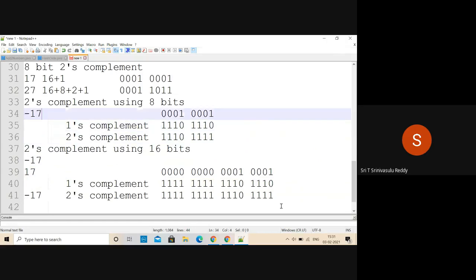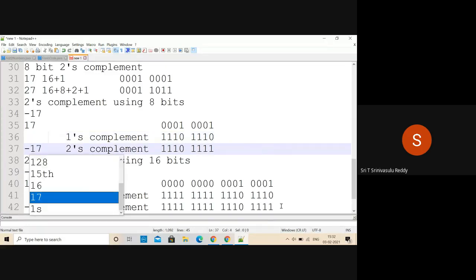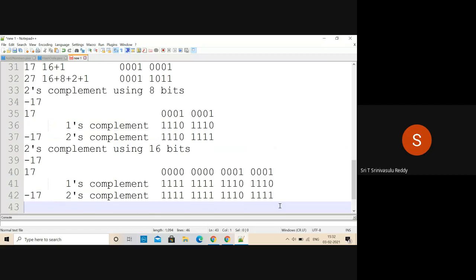Here also, for clarity, if you want, you can always mark this. This is actually nothing but plus 17, whereas this is minus 17. I think you can easily now extend the same logic to the 32-bit representation. You will get more bits, and the most significant bits are likely to become ones there, right?